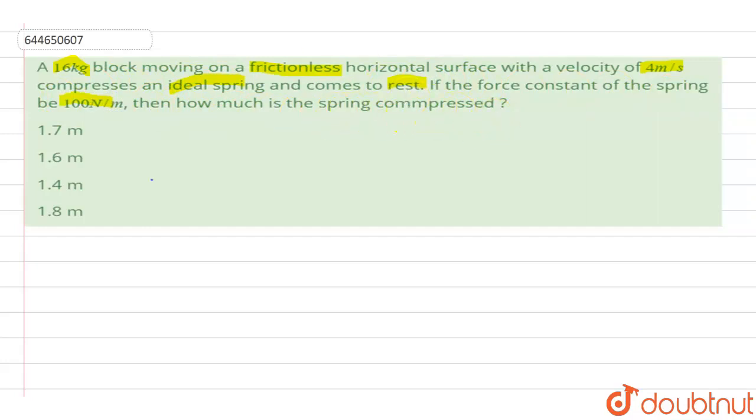If the force constant of the spring be 100 Newton per meter, then how much is the spring compressed? Okay, so first of all, let's draw a figure over here to give us a better understanding.